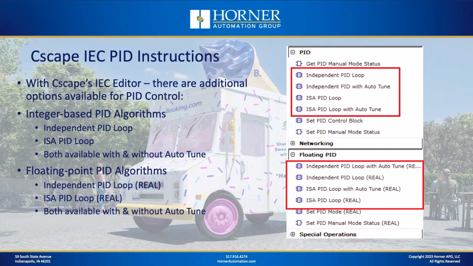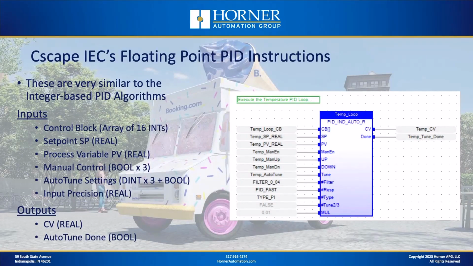Okay, so in IEC, you not only have the availability of the integer type loops available, both independent and ISA, but you also have floating point versions of those algorithms. And just like with advanced ladder, you have the ability to use those in auto-tuning mode. So that gives you just more choices altogether. So you can choose an integer-based approach or you can choose a floating point approach, and both can work highly effectively.